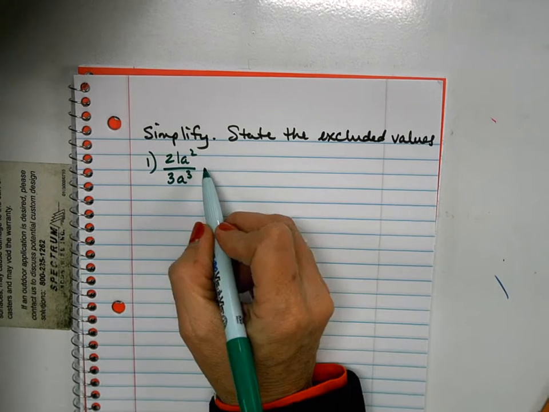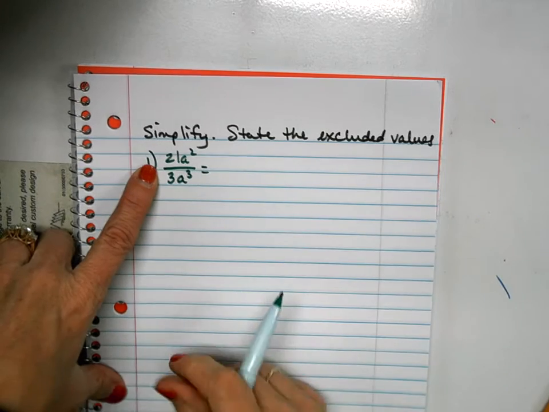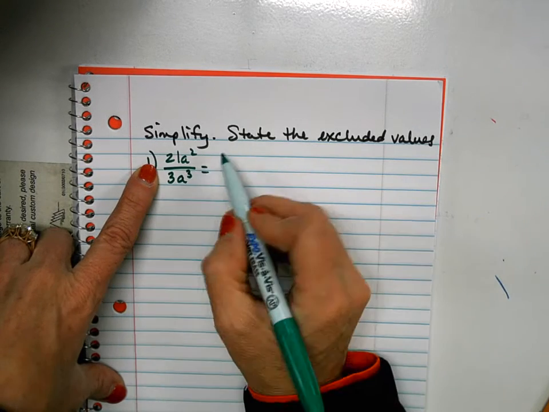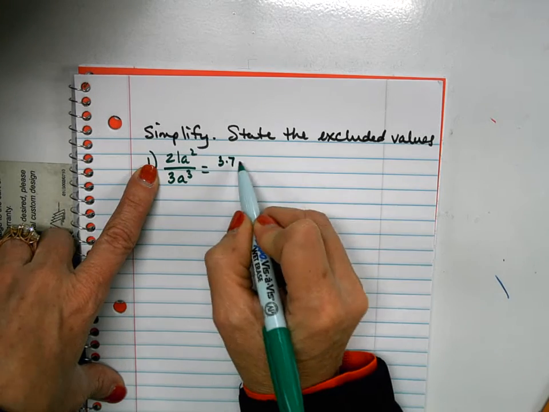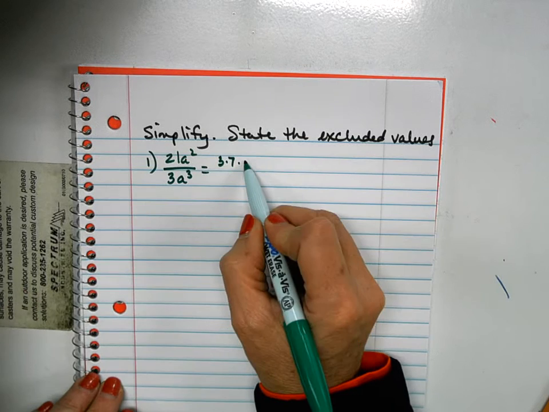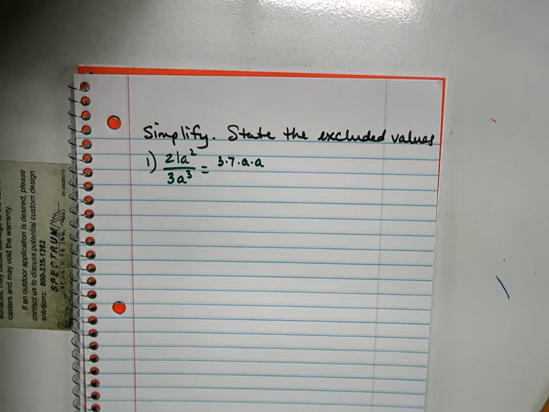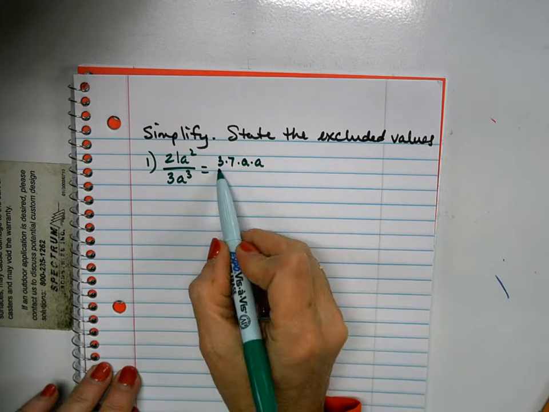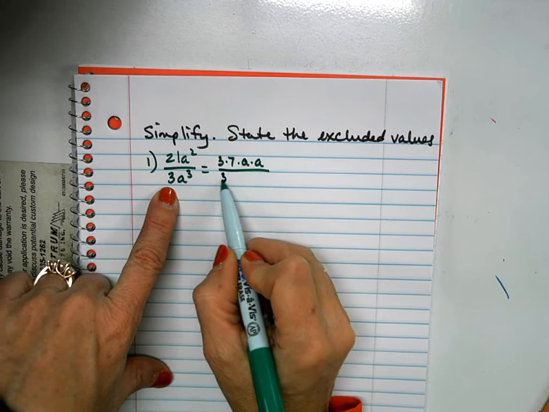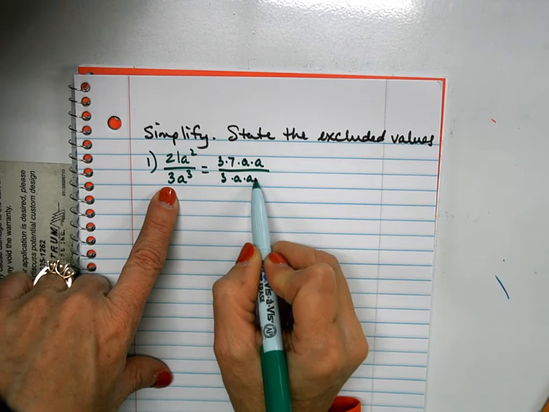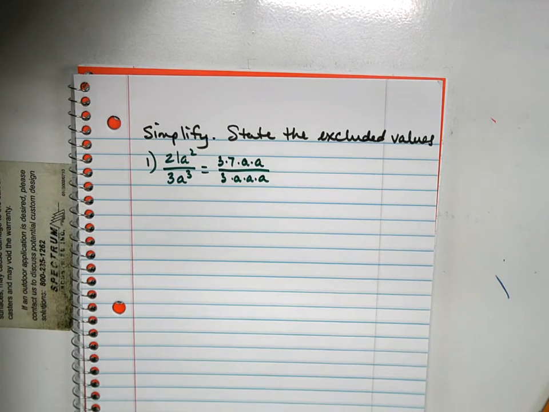Okay. The really, really long way would be to factor 21 completely as 3 times 7. And then a squared is really a times a. So what I'm showing is that all of those are multiplied together. 3 times 7 times a times a. That's good. That's when we can think about reducing. Okay? Over. In the denominator, then I'd have 3 times a times a times a. And again, ultimately, I don't want you to write it out like this, but I'm just showing you how we can do it.